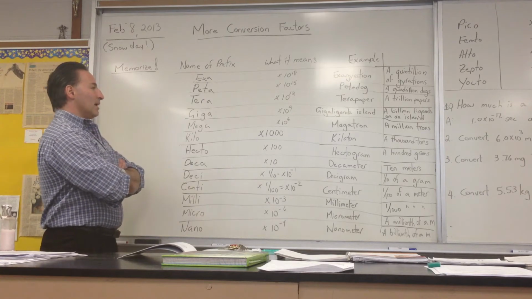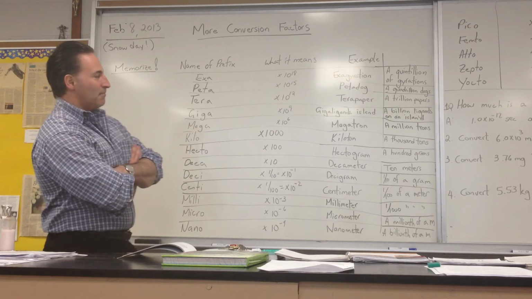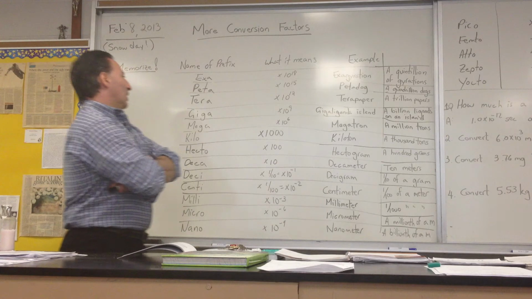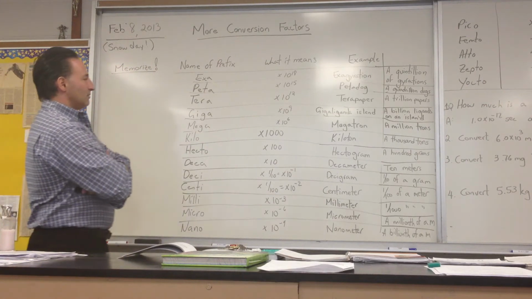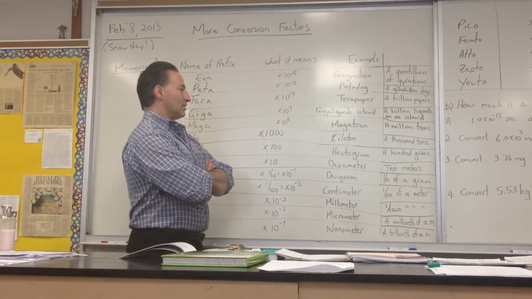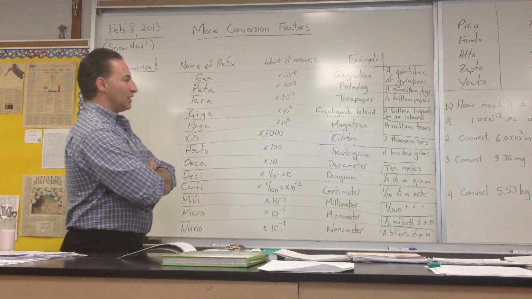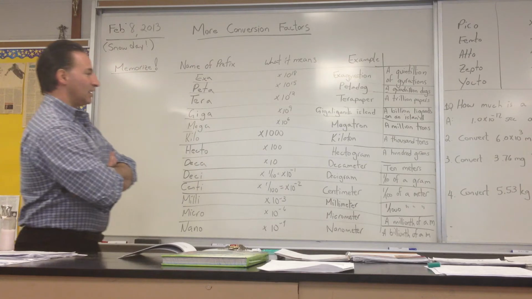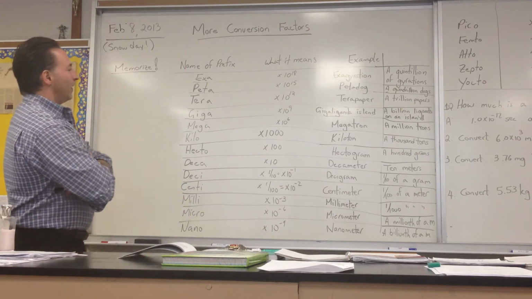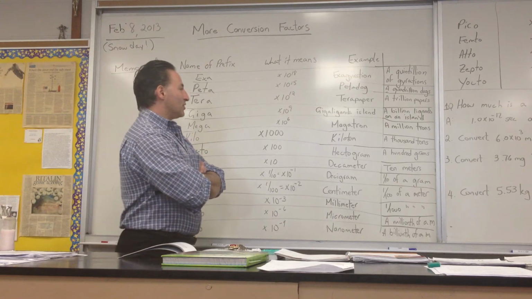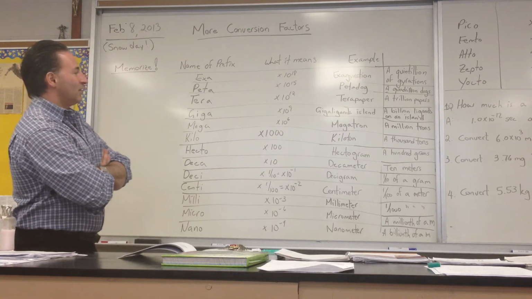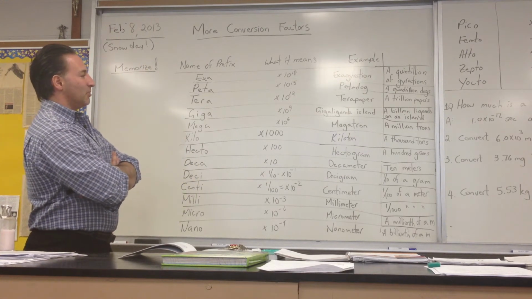If you have a million trons, you have a megatron. The word for billion is giga, and it signifies 10 to the 9. And if you have a billion ligands, say if you're a chemist, you have a billion ligands on an island, you could call it Gigaligands Island. Tera is 10 to the 12, which is a trillion. If you have a trillion papers, you have a tera paper.